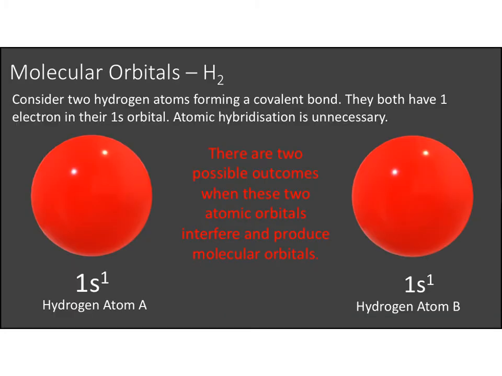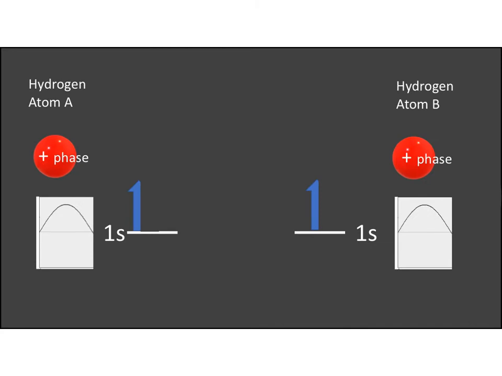Let's consider the simplest example that we can think of, and that is two hydrogen atoms coming together to form a covalent bond. Each has an electron in its 1s orbital, and the 1s orbital is obviously a sphere. No hybridization is necessary for them to do this, so there will be two possible outcomes when these two come together. Our first possibility is that both our s orbitals are in the same phase as each other. If we consider them to be a wave, you can see they would both be in the same phase, like so. If they're in the same phase, they will combine together and we will have constructive interference.